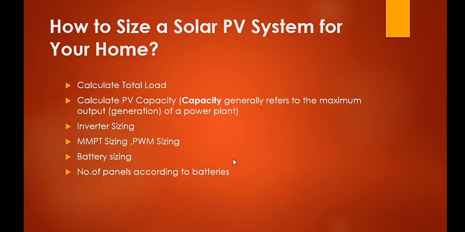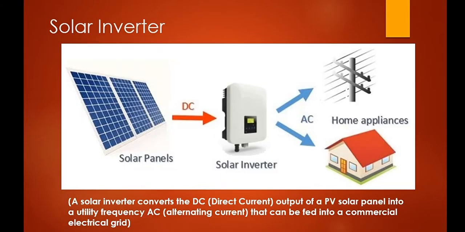Before explaining these steps, I want to show you some pictures of an inverter. A solar inverter. What is the principle of a solar inverter? A solar inverter converts DC, meaning direct current output of a PV solar panel, into a utility frequency AC that can be fed into a commercial electrical grid, and then it comes to your house. You can clearly see this in the picture.